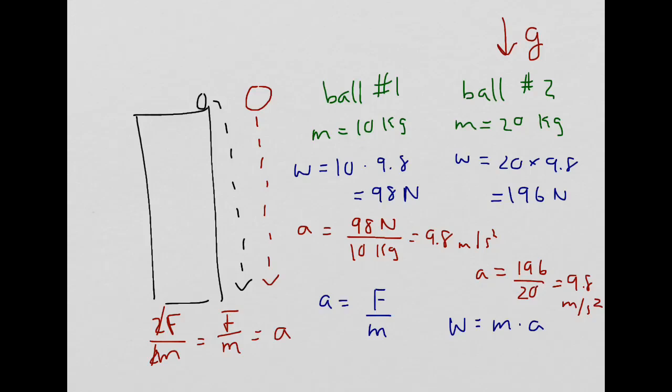And that's why in the real world we do see objects falling from the same height hitting the ground at different times. But without air resistance, or if we can neglect air resistance, all of what we've talked about holds true.